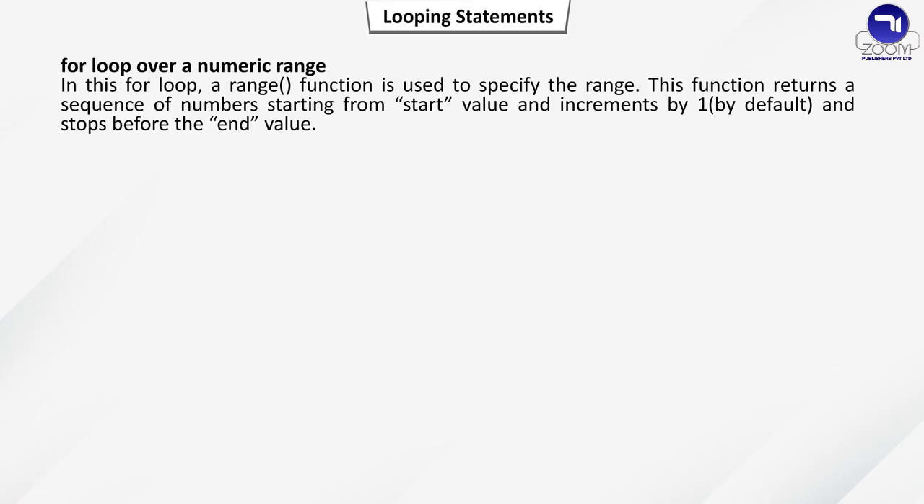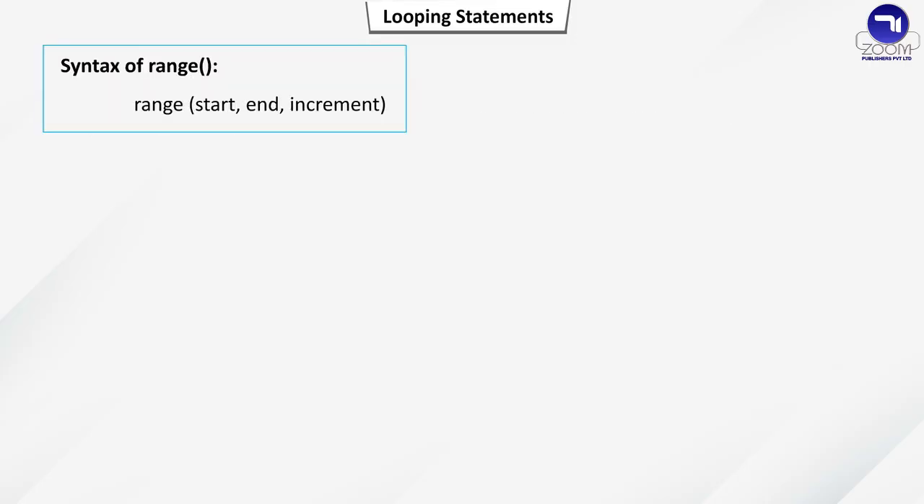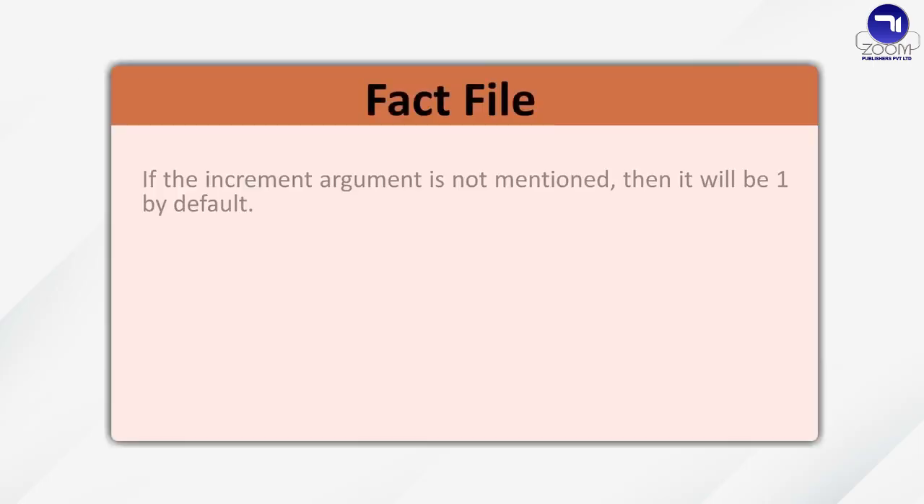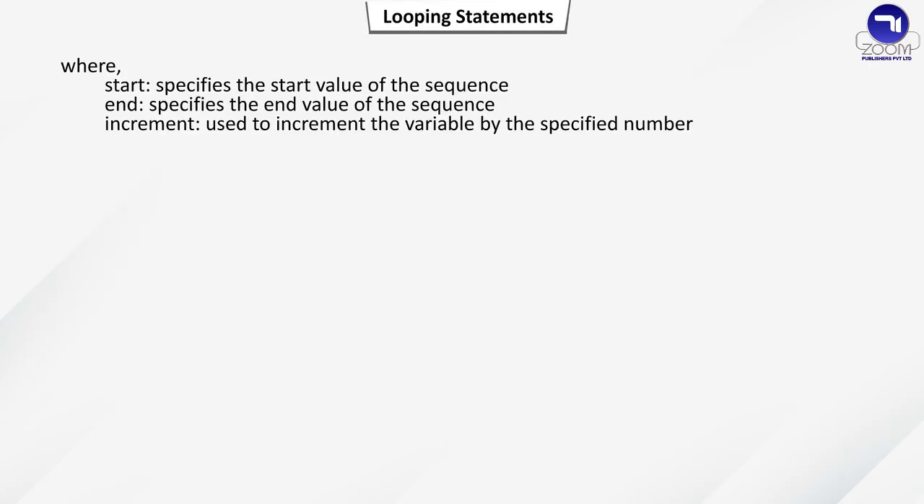For loop over a numeric range. In this for loop, a range function is used to specify the range. This function returns a sequence of numbers starting from start value and increments by 1 by default and stops before the end value. Syntax of range: range(start, end, increment). Fact file. If the increment argument is not mentioned, then it will be 1 by default, where start specifies the start value of the sequence, end specifies the end value of the sequence, and increment is used to increment the variable by the specified number.